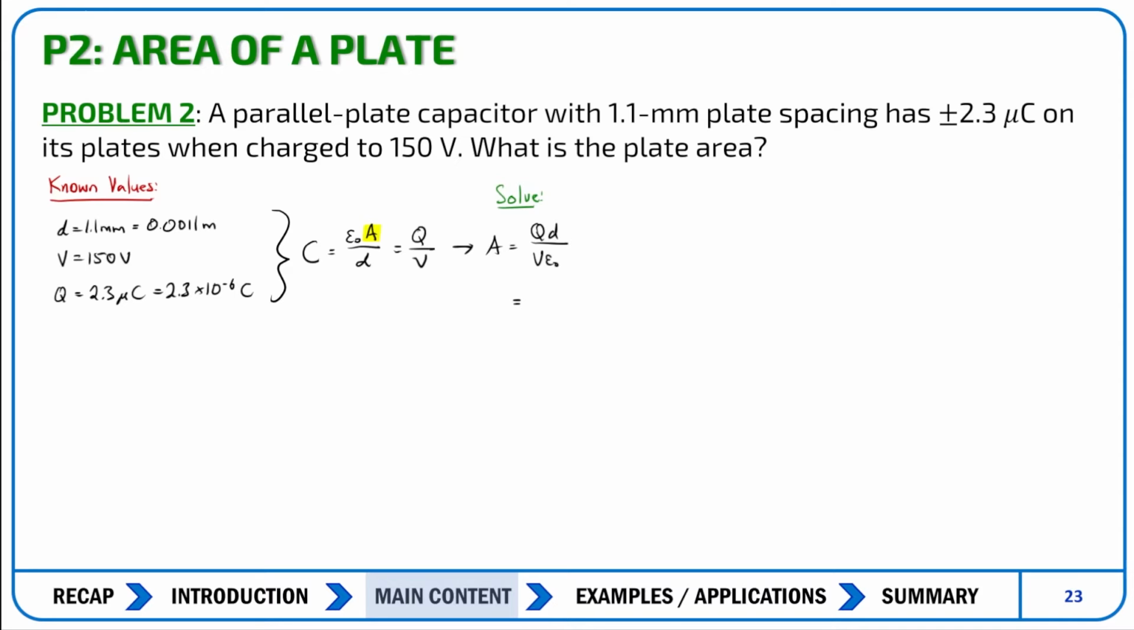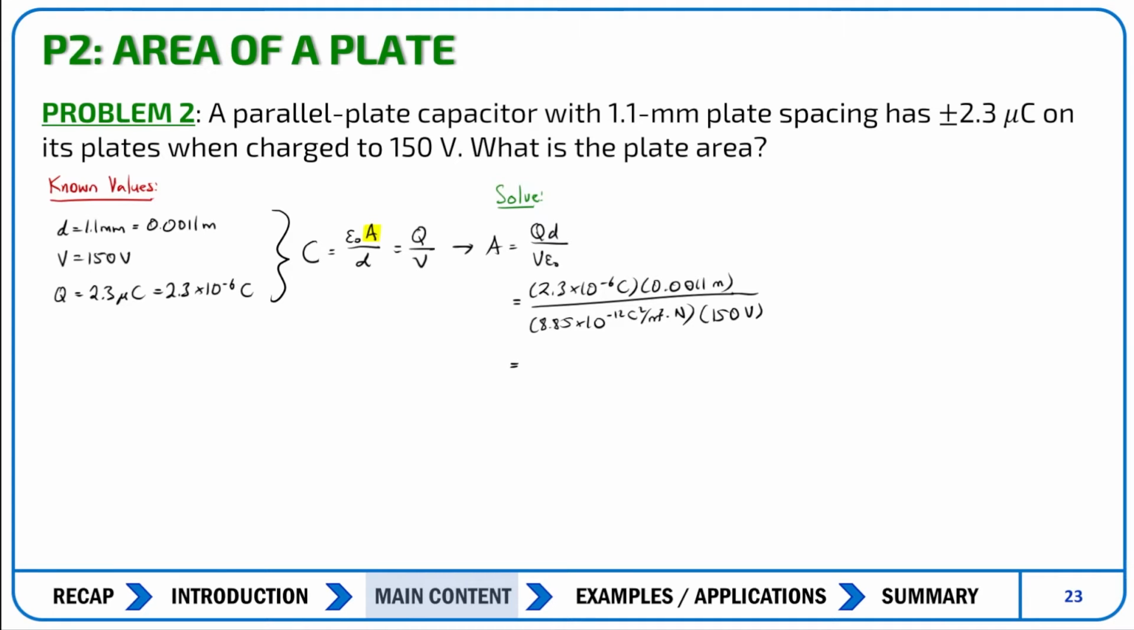We have A is equal to 2.3 times 10 to the negative 6 coulombs, times 0.0011 meters, over epsilon naught, which is a known constant, 8.85 times 10 to the negative 12 coulomb squared per newton meter squared. And then we have 150 volts for V. Just kind of reverse the two of them, but that's okay.